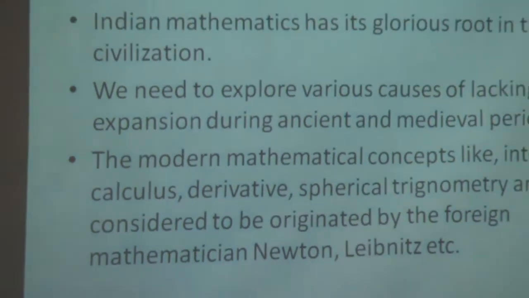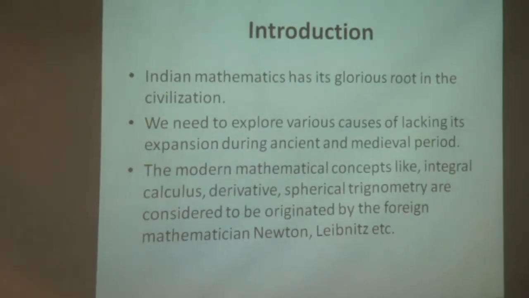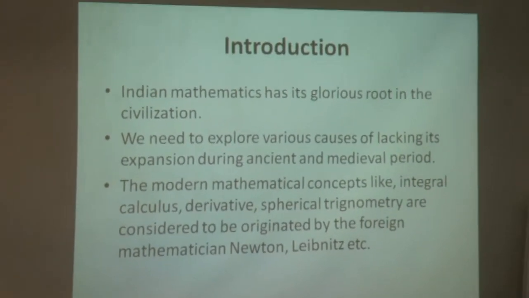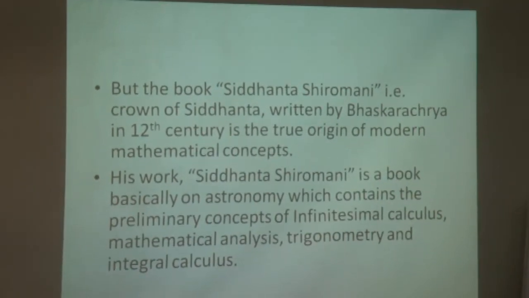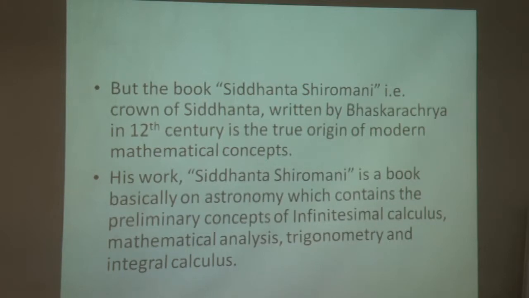Indian mathematics has its glorious roots in the civilization. We need to explore various causes of Indian mathematics' expansion during the ancient and medieval period. Modern mathematical concepts like integral calculus, derivative and spherical trigonometry are considered to have originated with foreign mathematicians like Newton, Leibniz, etc. But the book Siddhanta Shiromani, the crown of Siddhanta, written by Bhaskaracharya in the 12th century, is the true origin of modern mathematical concepts.